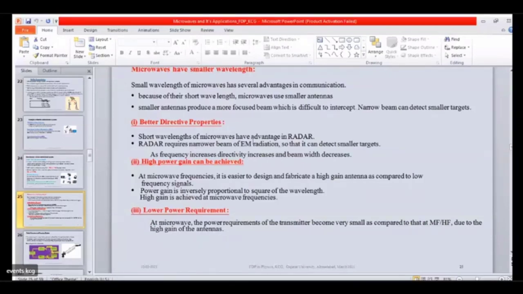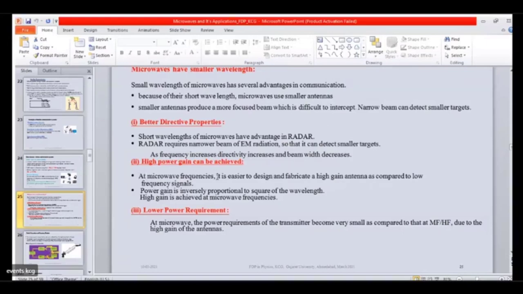Radar requires narrow beam of electromagnetic radiation so that it can detect the smaller targets, right? As the frequency increases, directivity increases and beam width decreases, right? So at higher frequencies or at the lower wavelengths, the beam width is small. Beam width of the radiated beam by the radar antenna is small, and when the beam width is small, the beam can detect a smaller target, right? So the small wavelength of the microwave is useful in the radar system.